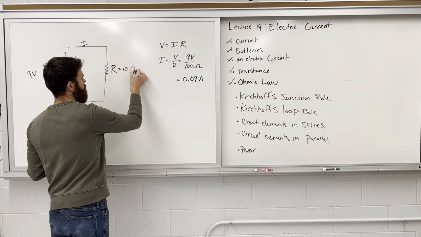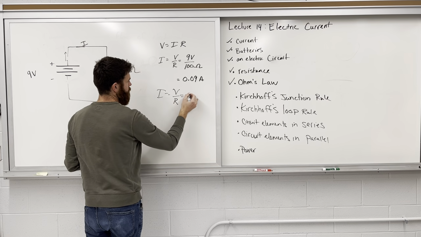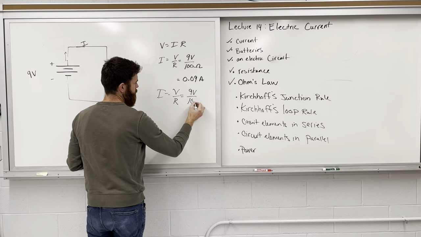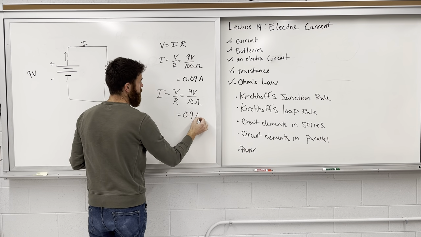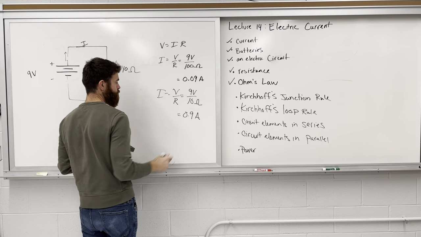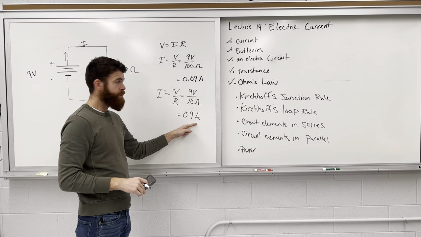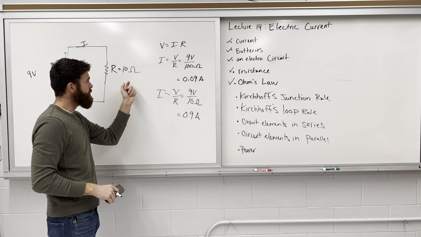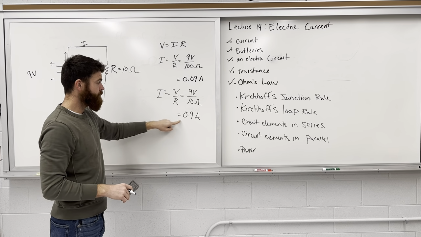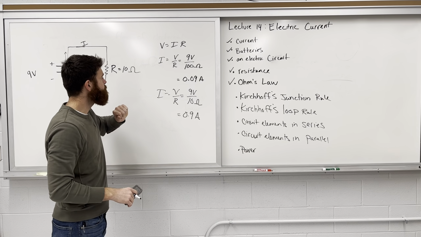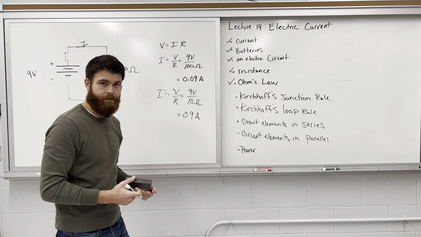Okay? Now you can see if we decrease the resistance, say this resistor had a resistance of only 10 ohms, then the current would be 9 volts divided by 10 ohms, which equals 0.9 amps. So we have 10 times more current because we reduced the resistance by 10. Right? So the less resistance, the larger the current for a given voltage. The more resistance, the less current for a given voltage.